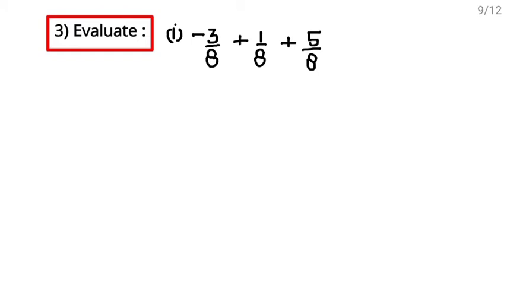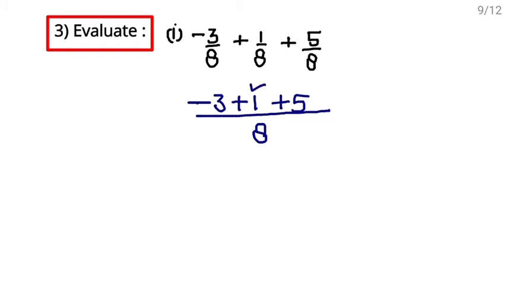Next question is question number 3. Evaluate. They have given 3 rational numbers here and different operations are also given and they are asking us to evaluate. Right? So firstly, this is minus 3 upon 8 plus 1 upon 8 plus 5 upon 8. As you can observe, in all these rational numbers, denominators are same. So no need to write them again and again. Just write the 8, the denominator, once. Write the numerator, minus 3 plus 1 plus 5.